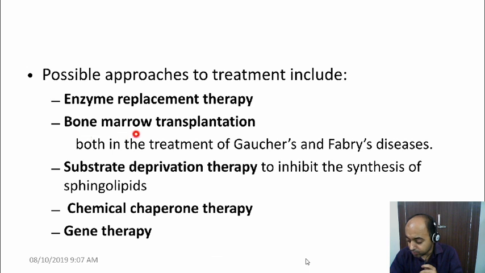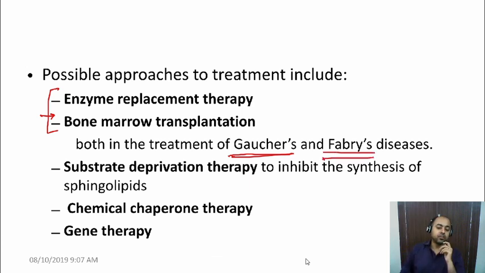Bone marrow transplant is supposedly one of the quite effective treatment modalities, but the problem is finding a matched donor for the bone marrow transplantation. Finding a matched donor is the biggest challenge. If it is possible, then these two together can be very effectively used for management of the disorder. Both of them are available for treatment of Gaucher's and Fabry's.